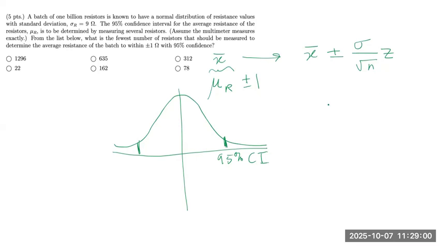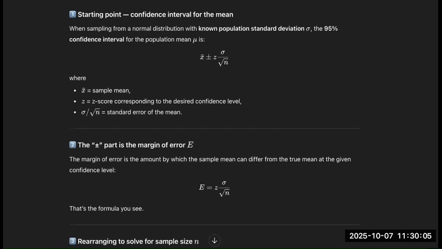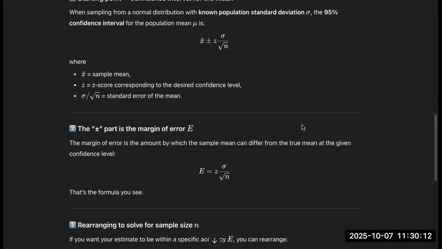So we want to determine here what n is, or the fewest number of resistors that should be measured to determine the average resistance of this batch to within plus or minus 1 ohm with 95% confidence. So basically, the plus or minus part is the margin of error E, and the margin of error is the amount by which the sample mean can differ from the true mean at the given confidence interval. And this is the formula you see.